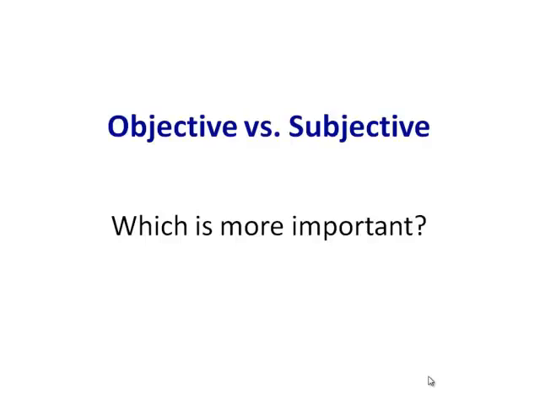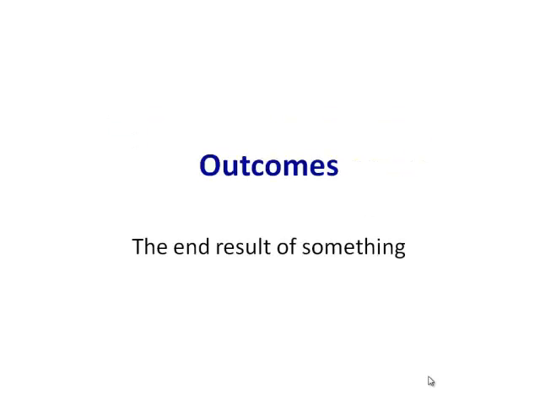Okay, objective versus subjective. Which is more important? I think both are equally important. Now, I think the second title in my talk, or maybe the second or third word of the talk, is outcomes. Everybody wants to talk about outcomes of this or that. What is an outcome? Well, an outcome is simply the end result of something.